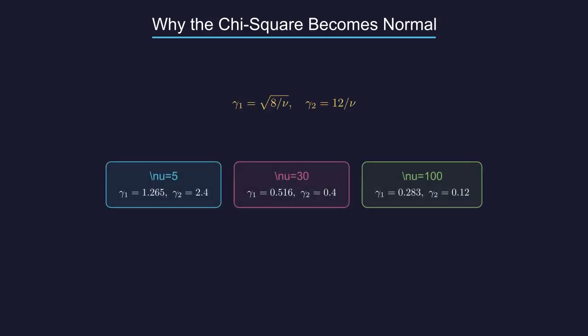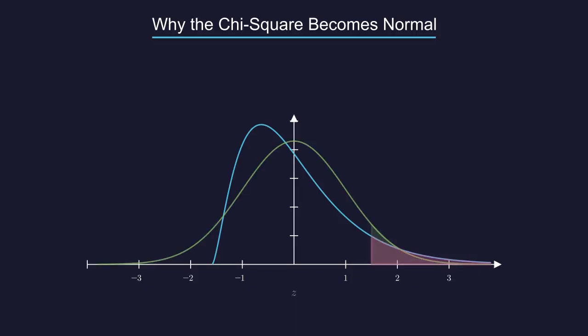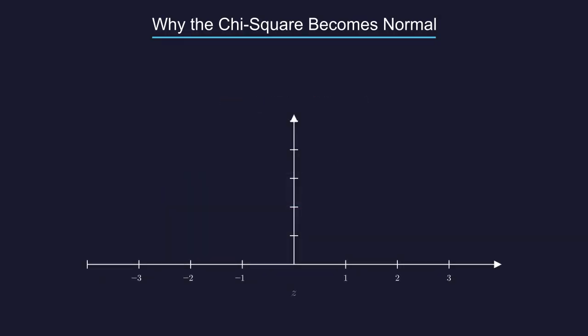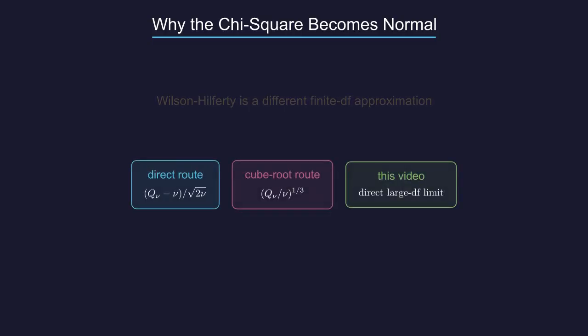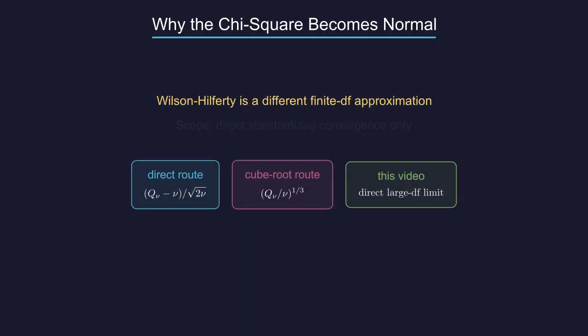Chi-square skewness is the square root of 8 divided by nu, which approaches 0. This provides a quantitative explanation for the disappearing right tail, while excess kurtosis, 12 divided by nu, also declines. Alternative transformations, such as the Wilson-Hilferty cube root approximation, can improve finite DF normality. This page focuses on the direct large DF relationship and does not implement those corrections.